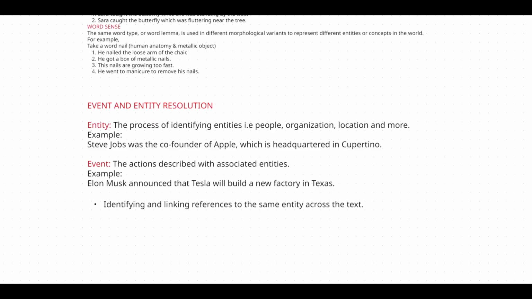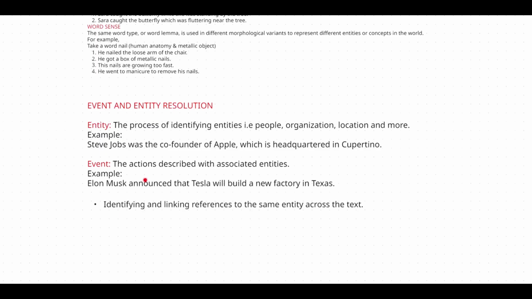Okay, so let's look at this example. Elon Musk announced that Tesla will build a new factory in Texas. So what is the action in this particular text? That is the announcement. Announcement is an action, right? So it comes under an event.